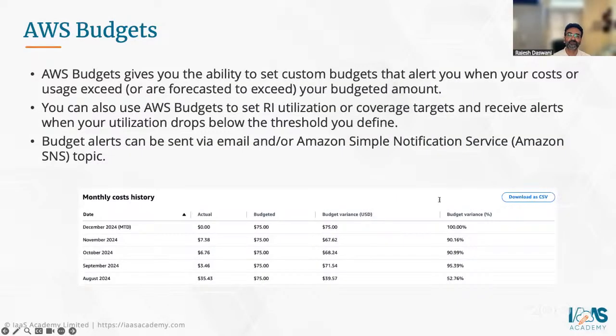Budgets allow you to set custom budgets for various reasons. You may set a monthly budget, or you may set up a custom budget for a particular project where you want to get alerted if you're exceeding any thresholds of that budget. You can use budgets to also set RI utilization and coverage costs. RI is reserved instances, and you receive alerts when your utilization drops below a particular threshold that you define. Budget alerts can be sent via email or SNS, or to a specific SNS topic that then gets triggered out to a specific email, for example.